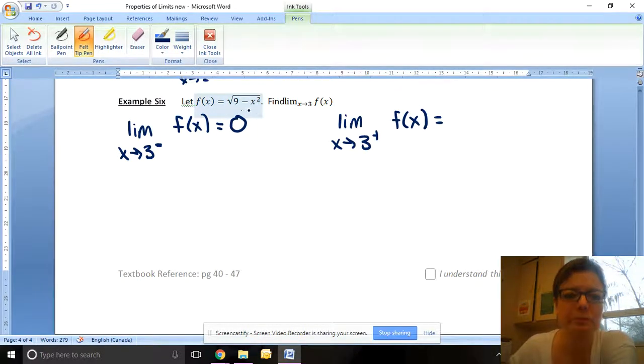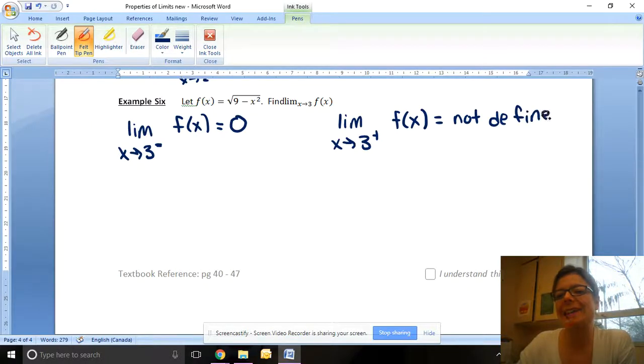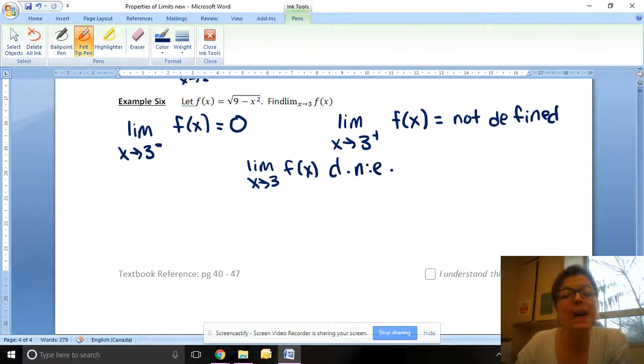We know that for sure. So 9 minus something greater than 9 will give us a negative number. Uh-oh, that's a problem. We can't take the square root of a negative number. So this is not defined. The function does not approach 3 from the right-hand side. It ends at 3. So interestingly enough, the limit as x approaches 3 of f(x) does not exist, even though the function is defined at 3.